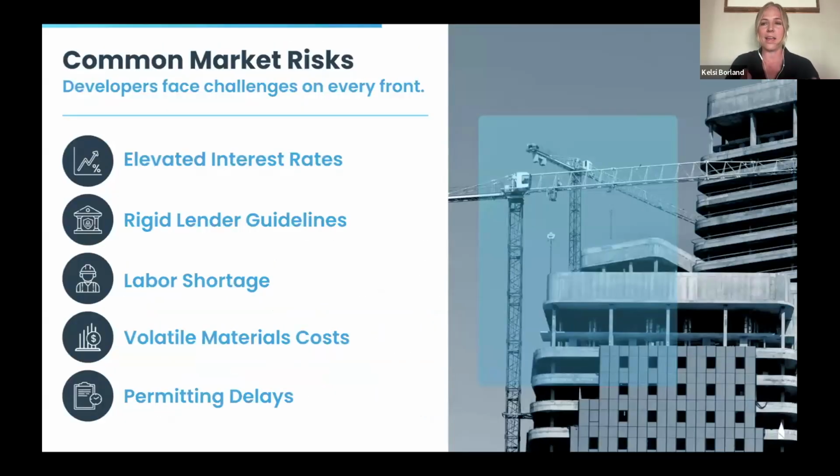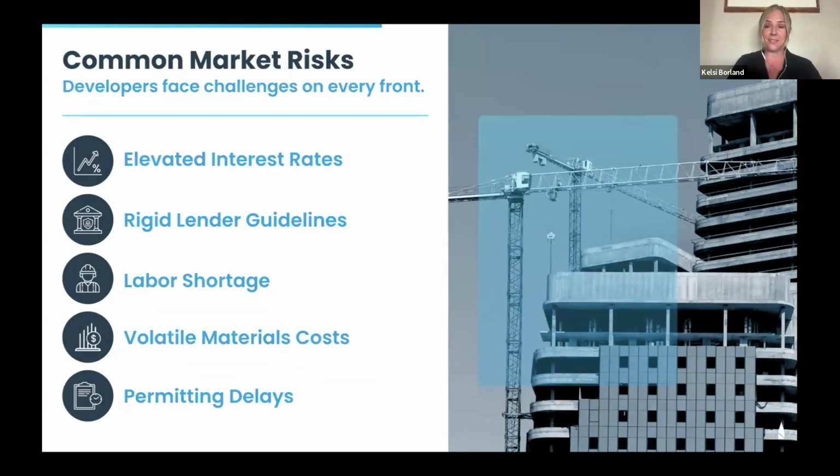And we're going to talk about now some of the common market risks that we see. There are really no shortage of market risks, I think, for a developer. Developers are inherently risk resilient, right? They take on a lot of risk in general when you're building a project. But I think that these are probably the five market risks that you would hear developers talking about the most: elevated interest rates, rigid lender guidelines, labor shortages, volatile materials costs, and then permitting delays.